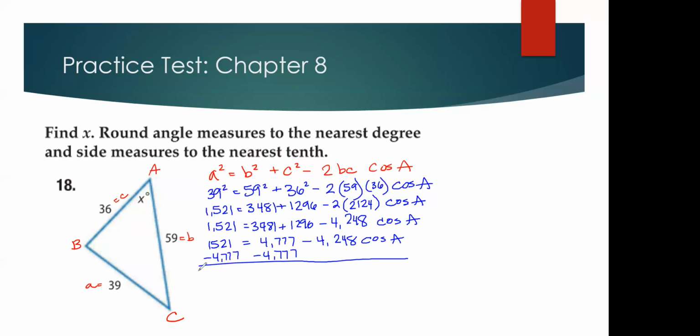And we end up with negative 3,256 equals negative 4,248 times the cosine of A. And then to find the cosine of A, we're going to divide both sides by negative 4,248. So we end up with, negative divided by negative is positive, 3,256 over 4,248 is equal to the cosine of A.